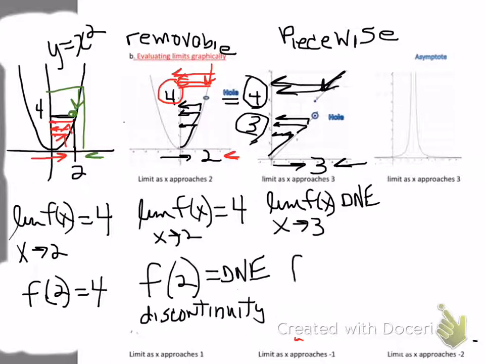What about evaluating this function where x is 3? Does the function value exist? Well, I see I have a hole right here, but then this is filled in right here. So the function value as x goes to 3 is 4. In this situation, I don't have a limit, but I do have a function value. This scenario with the piecewise function is called a jump discontinuity.